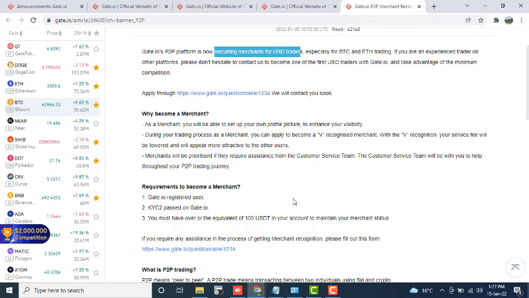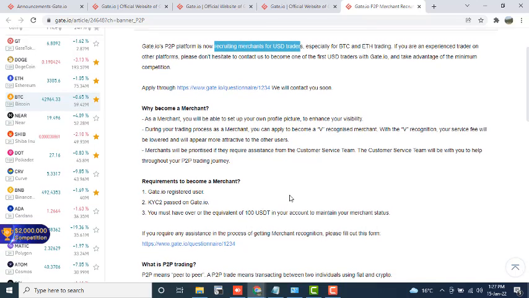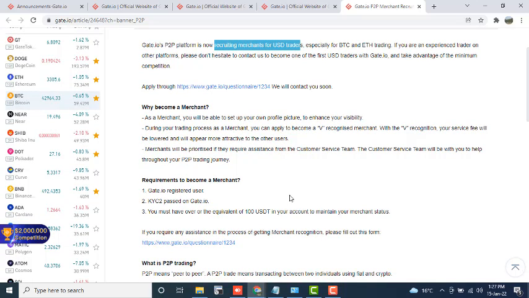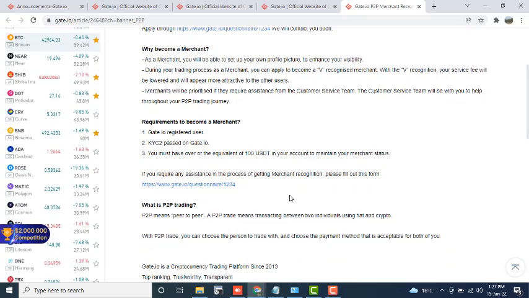And the third one is you have to maintain at least 100 USDT in your account to participate in this recruitment program. If you have any query, a link is also shared in the description section, from where you can directly contact Gate.io, and your queries will be answered by the support team.